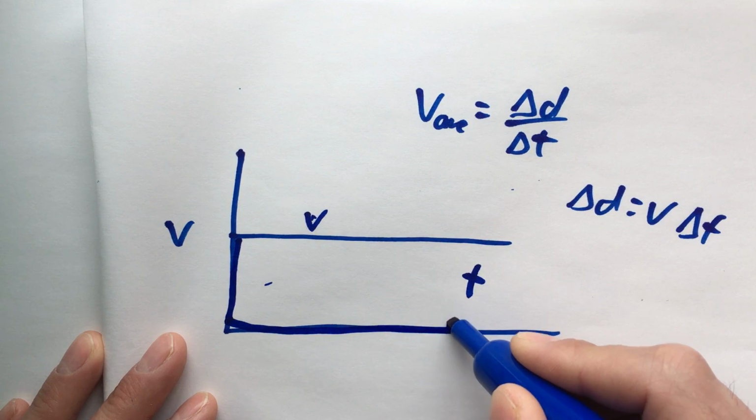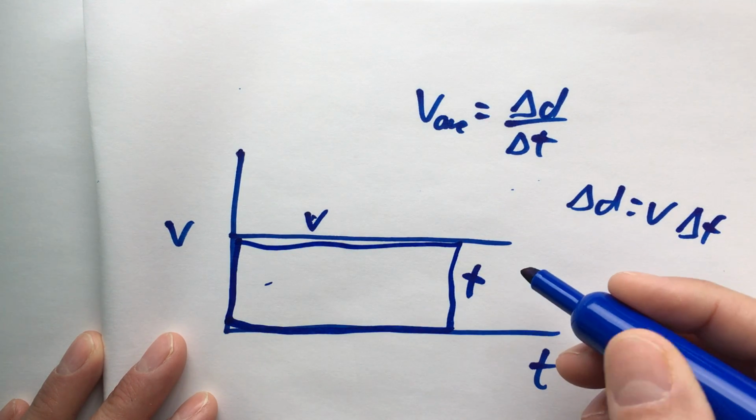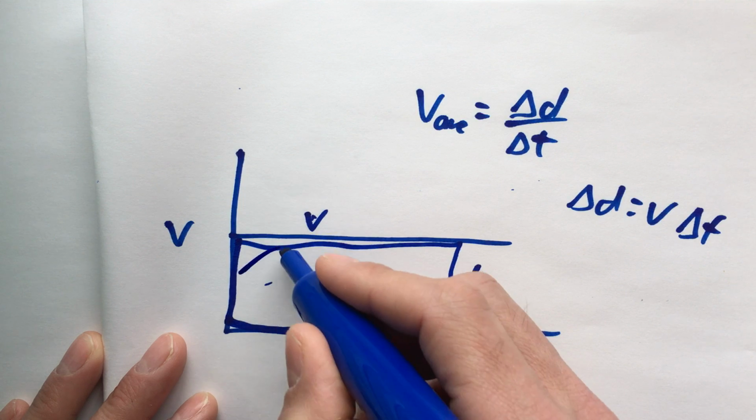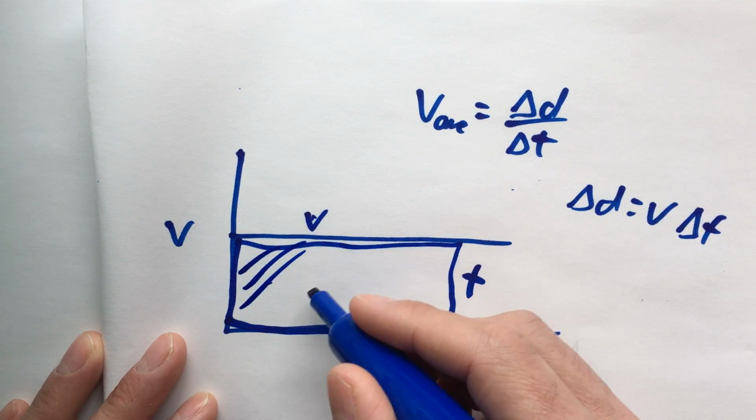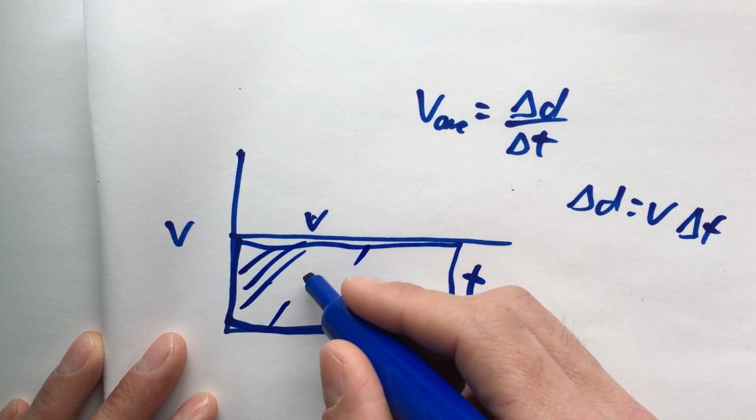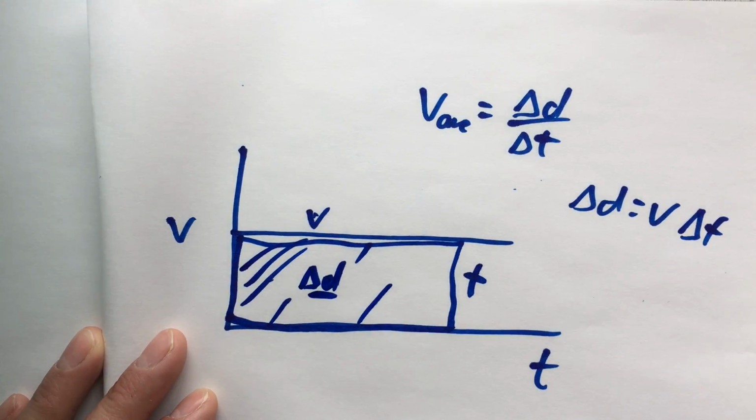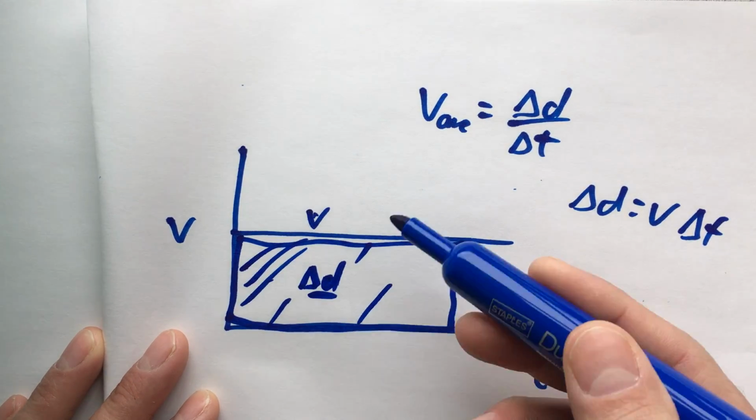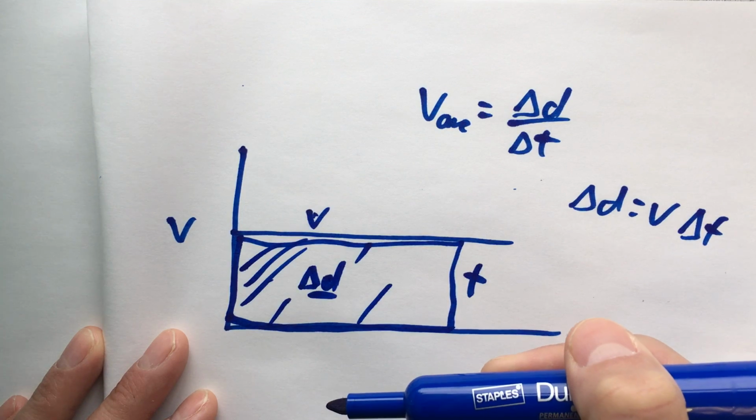But the product of the length and the width is also the area. So from there, we can infer that the area under a velocity time graph is equal to the displacement. The area under a velocity time graph is equal to your displacement.